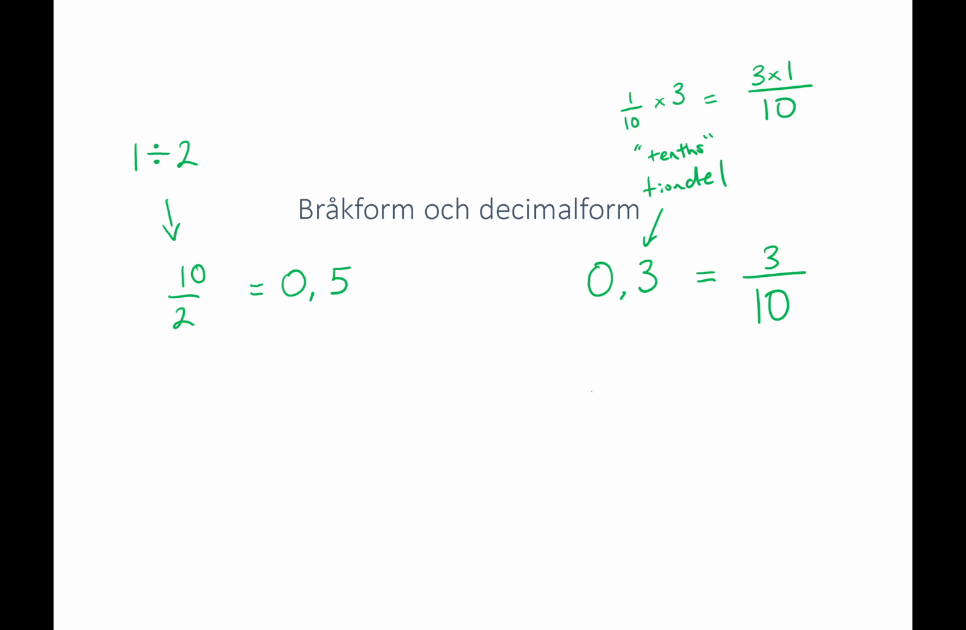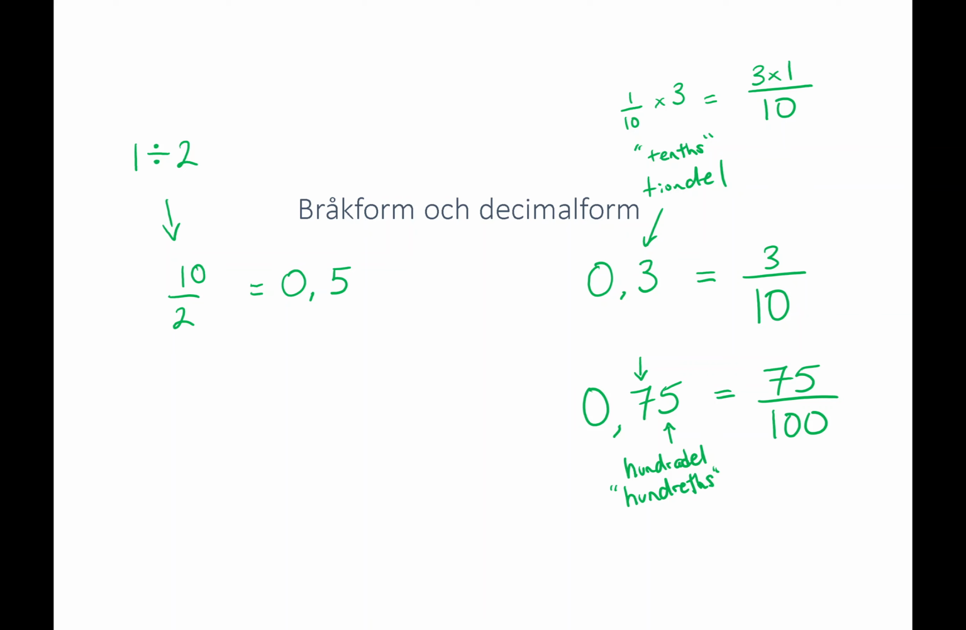What if we had another example where we had 0.75? Let's look at what we did in the previous example. We know this is our tenths, and this is our hundredths. So in that case, we have 75 hundredths, which is the same as 75 over 100.